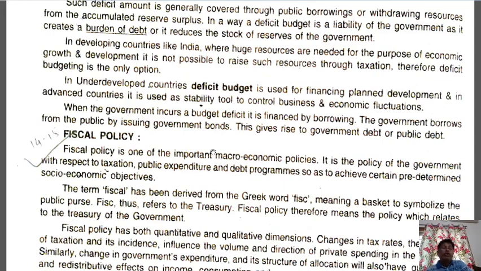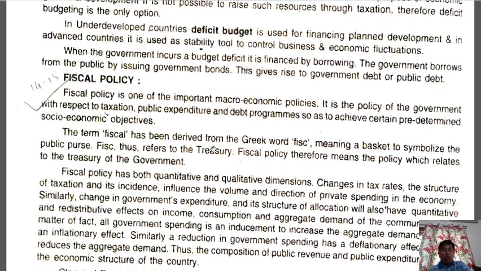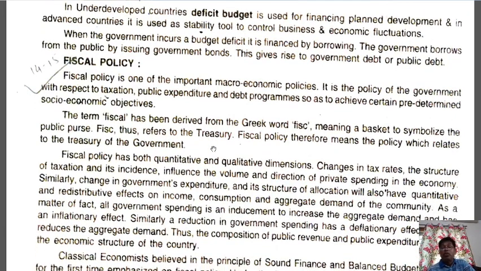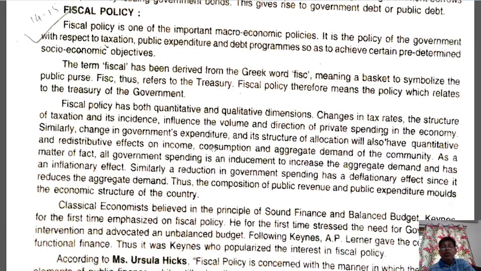And next, in this unit on public finance, the last point in the first unit is fiscal policy. Now, what is fiscal policy and what are the types of fiscal policy instruments in economics? Fiscal policy is one of the important macroeconomic policies. It is the policy of the government with respect to taxation, public expenditure, or debt programs, so as to achieve certain predetermined socio-economic objectives. The term fiscal is derived from the Greek word fisc, meaning the basket or symbol of the public purse. Fisc thus refers to the treasury. Fiscal policy means the policy related to the treasury of the government.